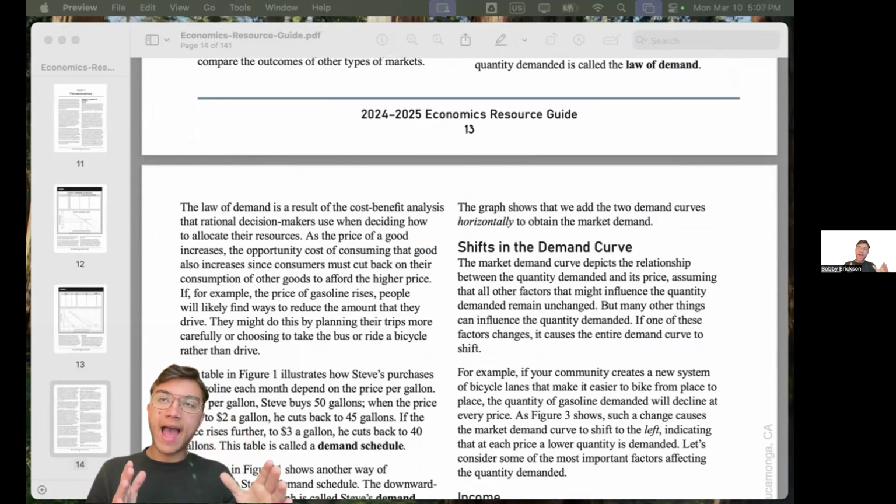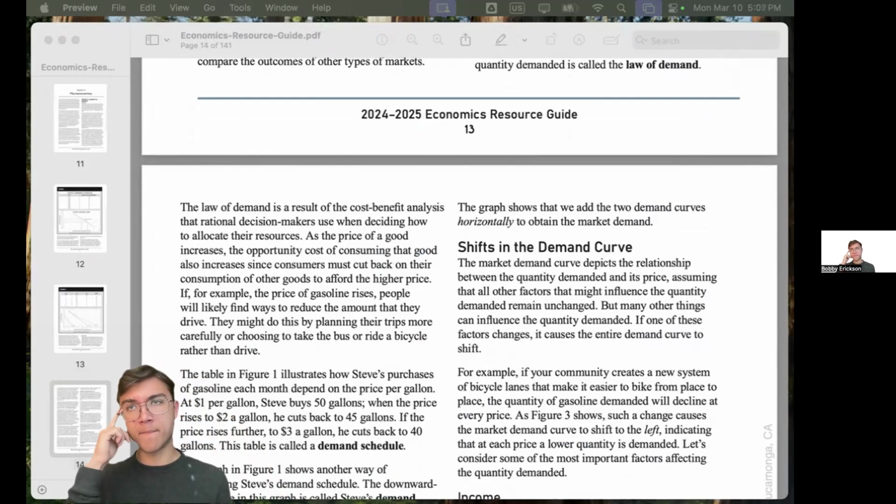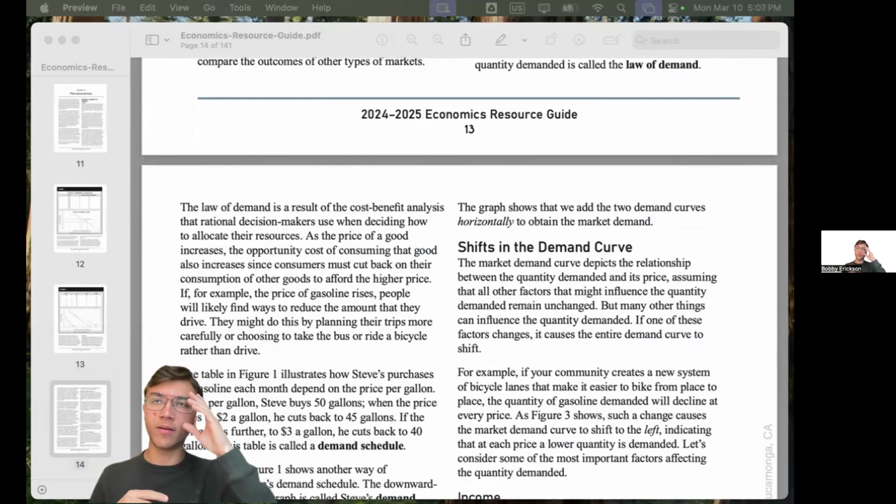Now, one question that they may ask if they don't show pictures or a graph is, what does it look like to add two demand curves? And the answer is that they will be added horizontally on the graph. So sometimes econ questions require you to imagine the different markets in your head, and this is very important.